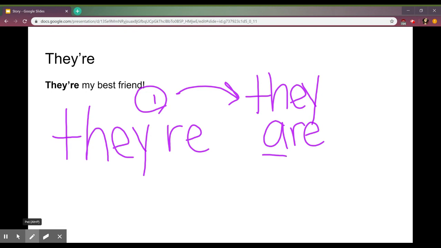And a way you can figure out if this is the one that needs to be used is if you take out the word there and replace it with they are, it should still make sense. So when I say they're my best friend, I should be able to take the word there out, fill in they are, and it should mean the same thing. They're my best friend. They are my best friend. It still makes sense.